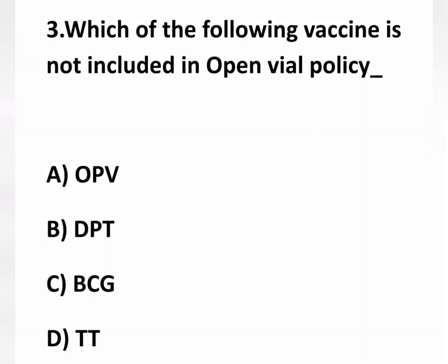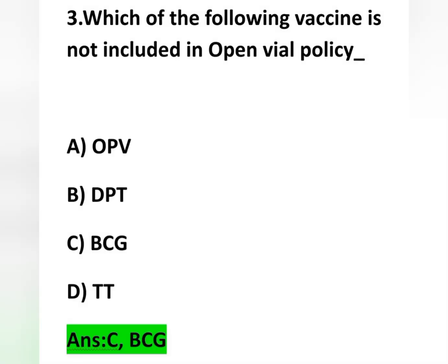Question number 3. Which of the following vaccines is not included in the open vial policy? Option A OPV, option B DPT, option C BCG, option D TT, that is tetanus toxoid. Here the correct answer is option C. BCG is a vaccine which is not included in the open vial policy. So we have to know what the open vial policy is.